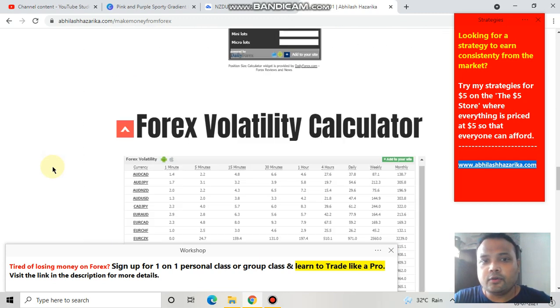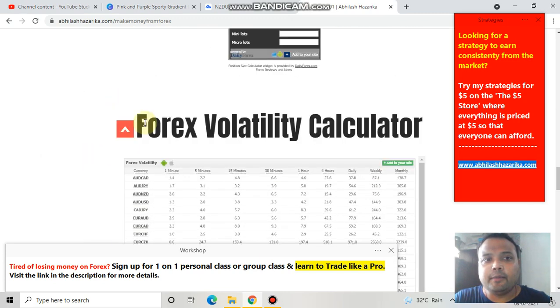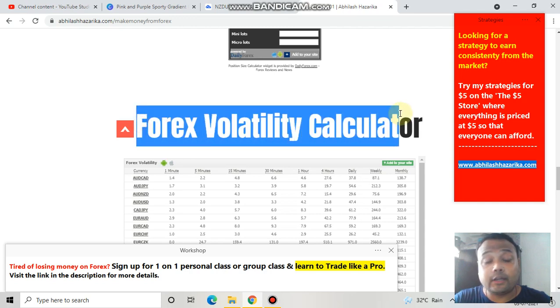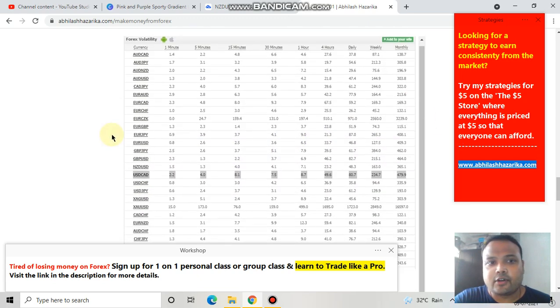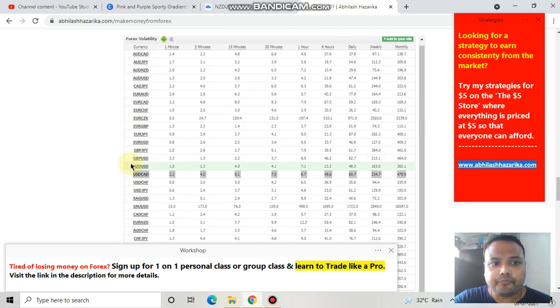Anyways, you can also check the Forex volatility meter and the Forex volatility calculator. Because if you take a position, then volatility is important, movement is important. If the market does not move after taking a position, then it's of no use. We cannot make money if the market does not move. So check out the Forex volatility meter and see how much it is moving.